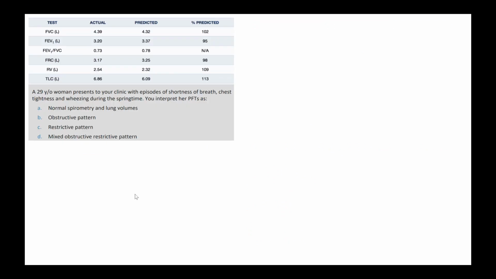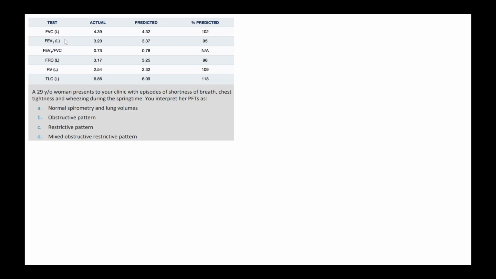So here is a case scenario. A 29-year-old woman presents to your clinic with episodes of shortness of breath, chest tightness, wheezing during springtime. Interpret the PFT as follows. So these are all the values, and these are all the options: a normal spirometry, obstructive pattern, restrictive pattern, mixed obstructive restrictive pattern.